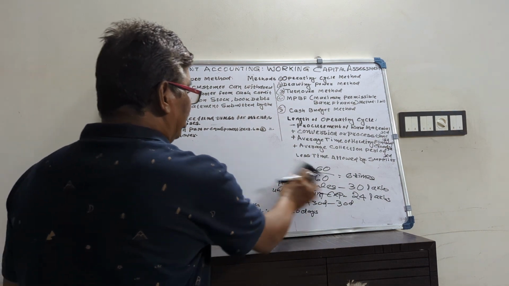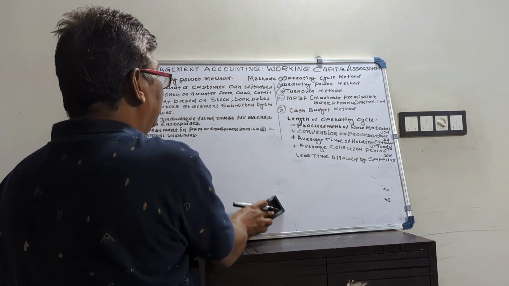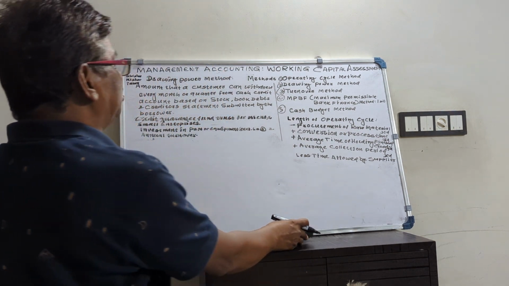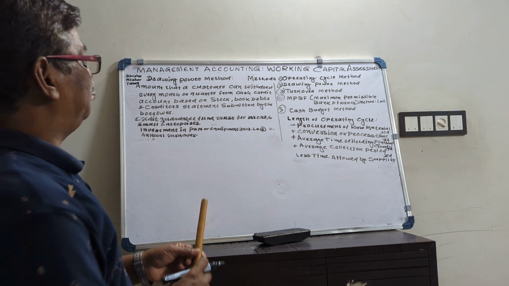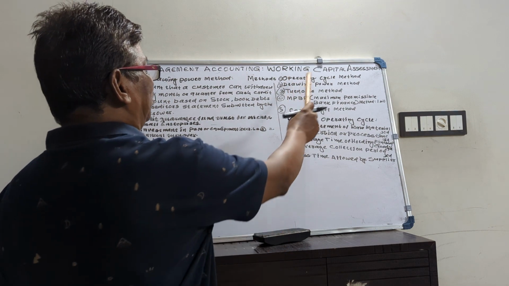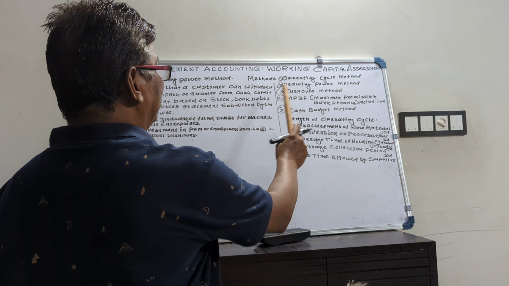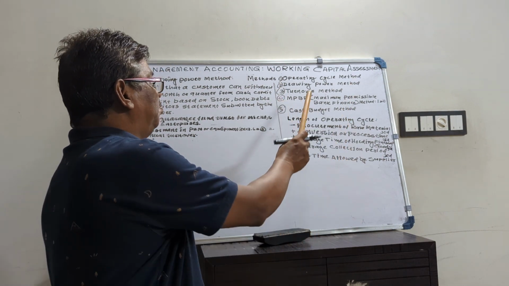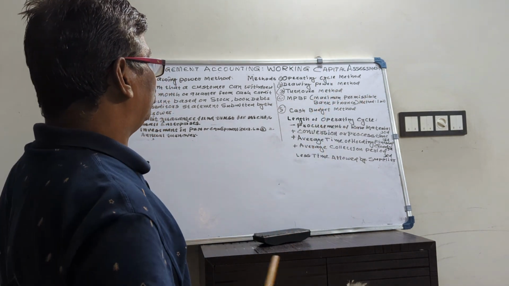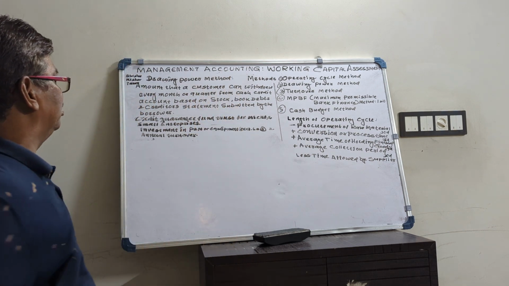In this video, we will discuss the drawing power method. In the previous video we said there are 5 methods of working capital assessment. First, the operating cycle method, that I discussed now. Then the drawing power method. Third is the turnover method. Fourth is the maximum permissible bank finance method. In this method there are 2 types, 1 and 2. Then the cash budget method. So what is the drawing power method?